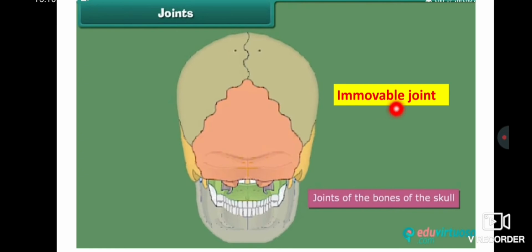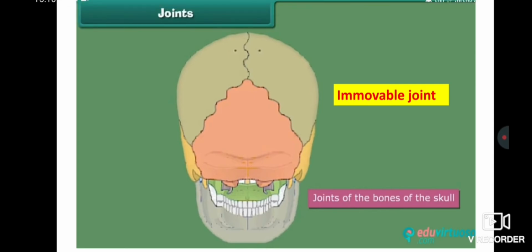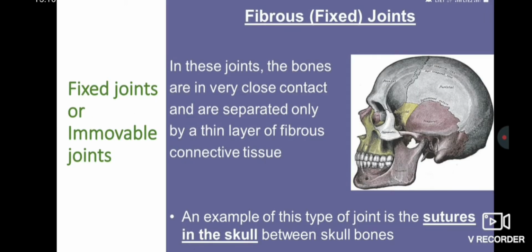Immovable joint or fixed joint. This joint is present in our head or skull. This is a skull, and in this you can see this is a fixed joint. Skull bones are immovable, but the only bone that is movable in the skull is the lower jaw bone, and the upper jaw bone is immovable. So children, fixed joint or immovable joint, both are the same.